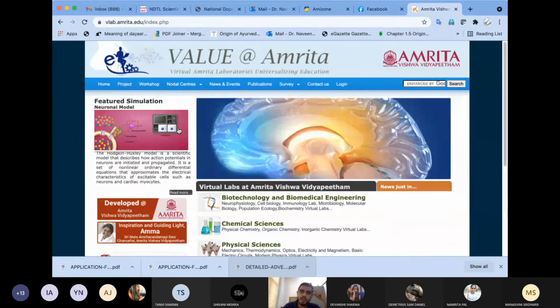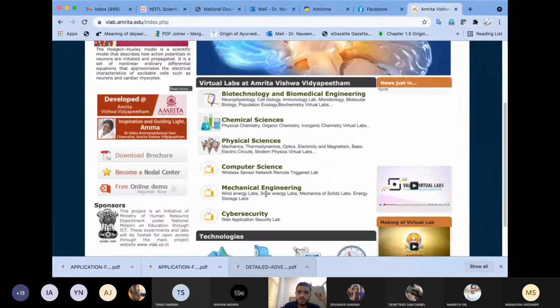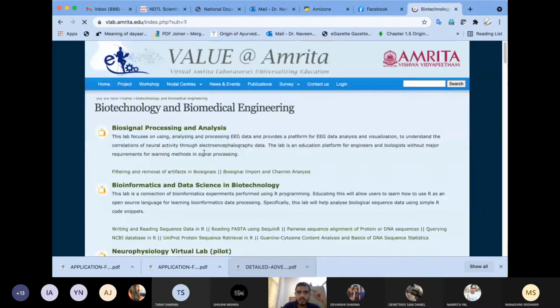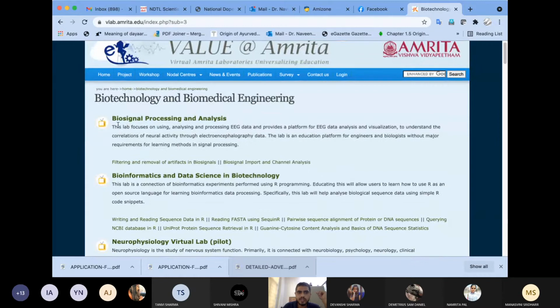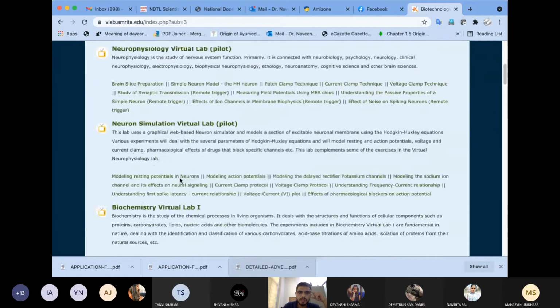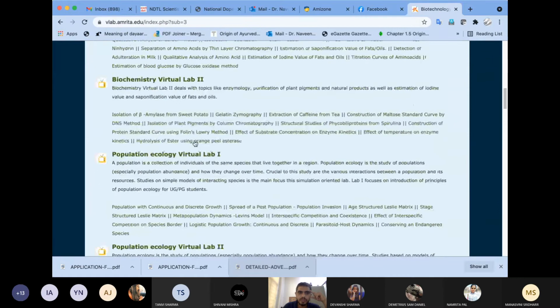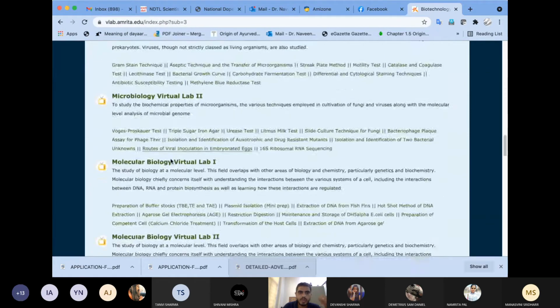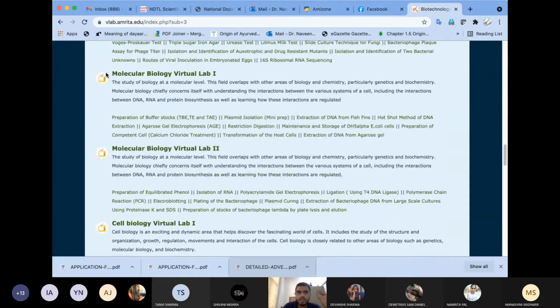It is an MHRD portal, and Amrita Vishwa Vidyapeetham is a part of that MHRD. They designed virtual labs for you, and in it you can go to the biotechnology and biomedical engineering one. In it you can see that different types of labs are there. For us, the important one is molecular biology. Biochemistry is there, but here is the molecular biology that we are going to talk about: molecular biology virtual lab 1 and virtual lab 2. Clicking the first one.